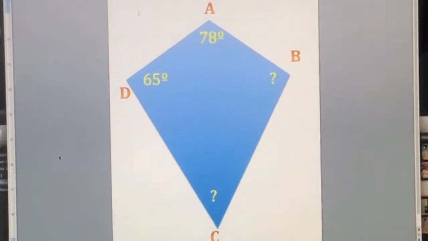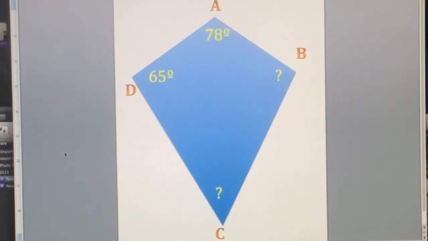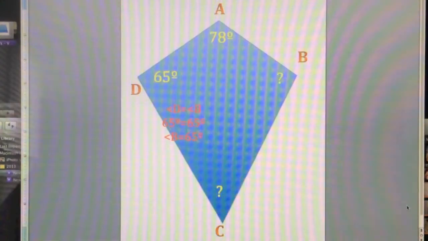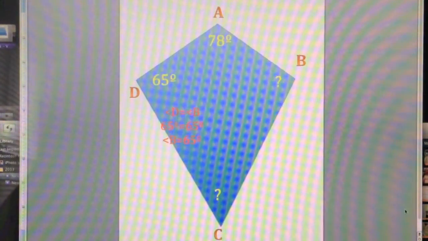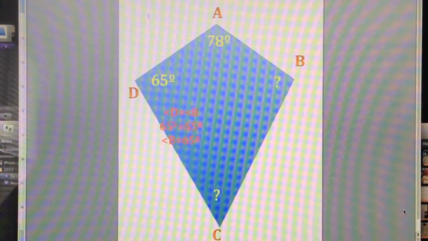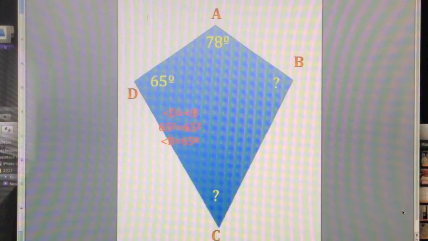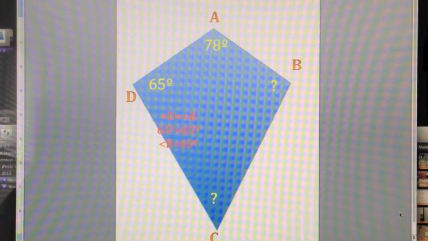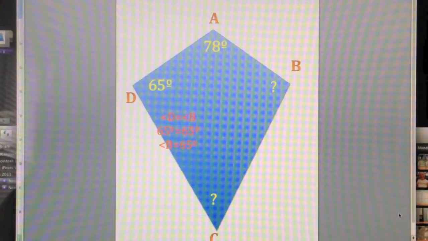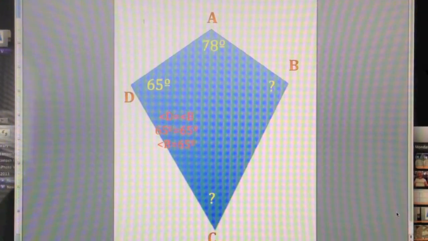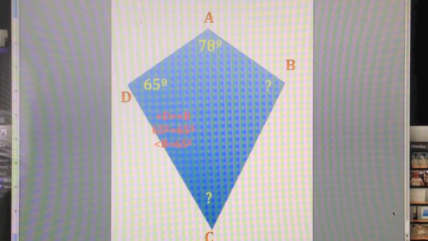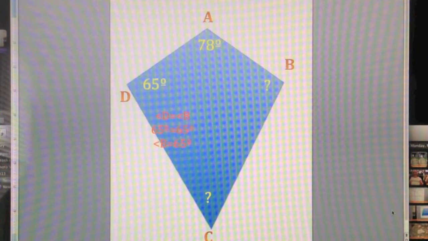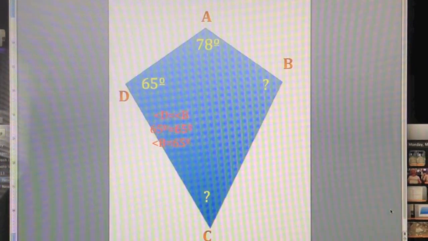Let's say that we want to find angle B and angle C in kite ABCD. I'm first going to solve for angle B, even though there's not much solving to be done. Remember that the two angles adjacent to the small sides and opposite of one another are congruent. That being said, angle D is congruent to angle B, which means that angle B equals 65 degrees.